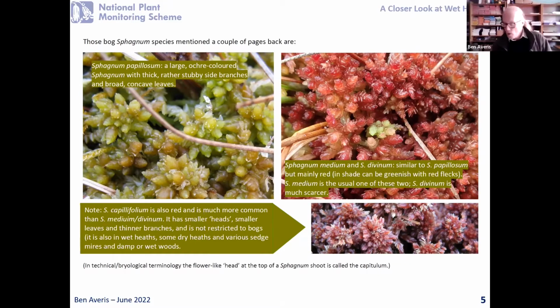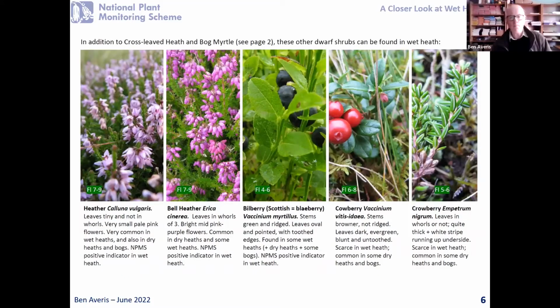Next page has got some other species of dwarf shrubs that you can find in wet heath. Firstly, most important one to mention there on the left is heather, because it's extremely common in wet heaths and in bogs and in dry heaths. It's about the most abundant of all the ericoid dwarf shrubs in all of those three broad habitats: bogs, wet heaths, and dry heaths.